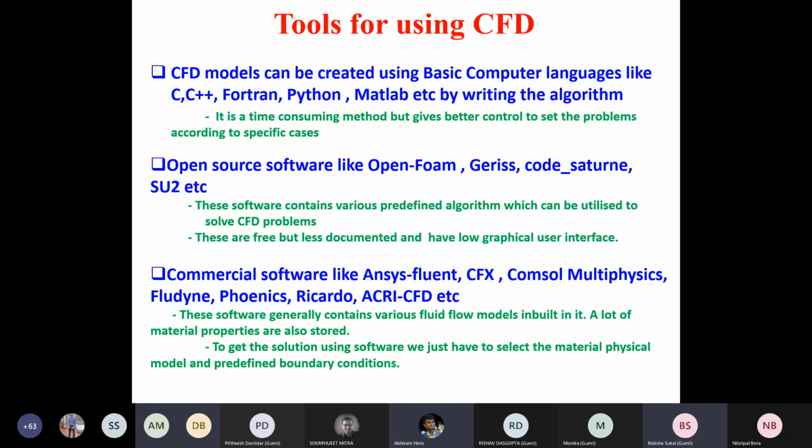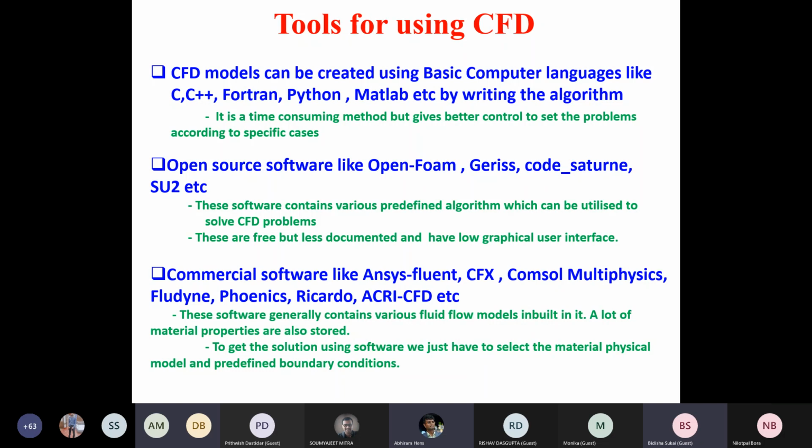Sometimes it needs years of time, because not only do you write it, you need to validate it and fine-tune it. There are a lot of numerical issues that you need to take care of. So writing a CFD code is a time-taking job. But if you can do it, nothing is better than that, because you have full control of your system.